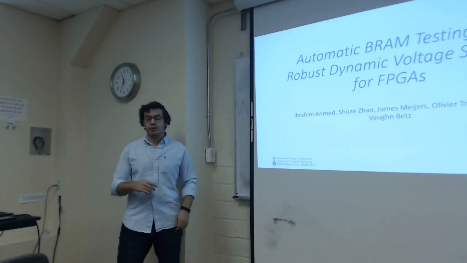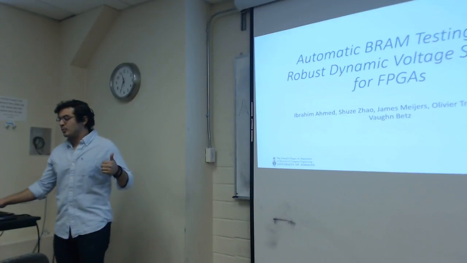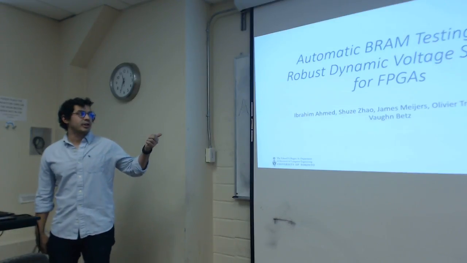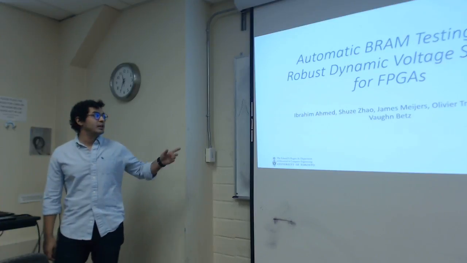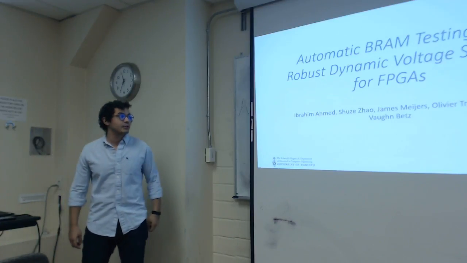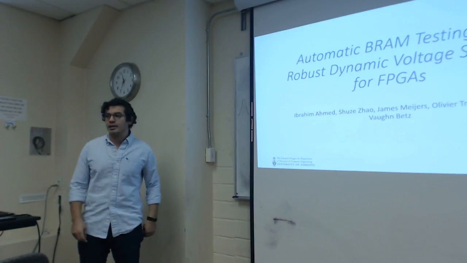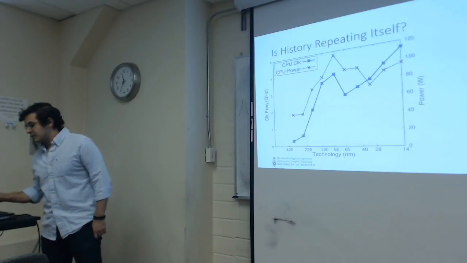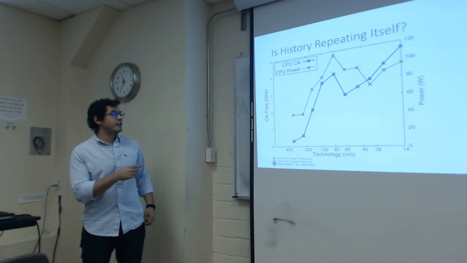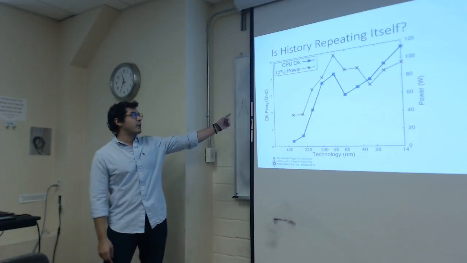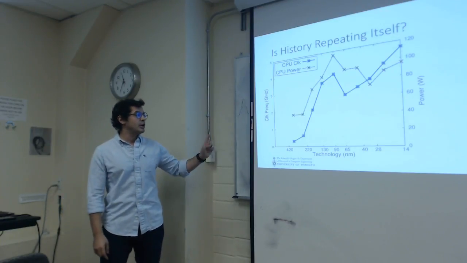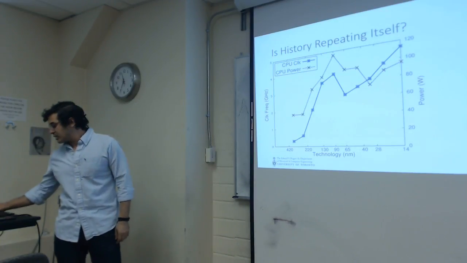Hi everyone, thank you both for the introduction. Today I'm talking about our paper that was presented in this year's FPL, entitled Automatic BRAM Testing for Robust Dynamic Voltage Scaling for FPGAs. Let me start by showing you this graph of two curves showing CPU clock and power across different technology nodes.